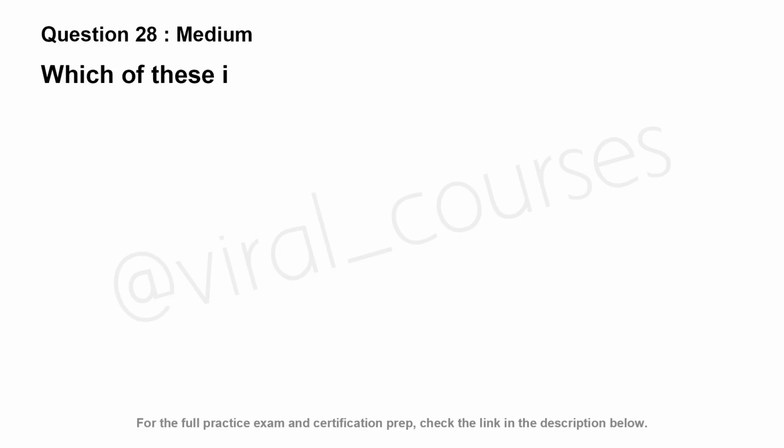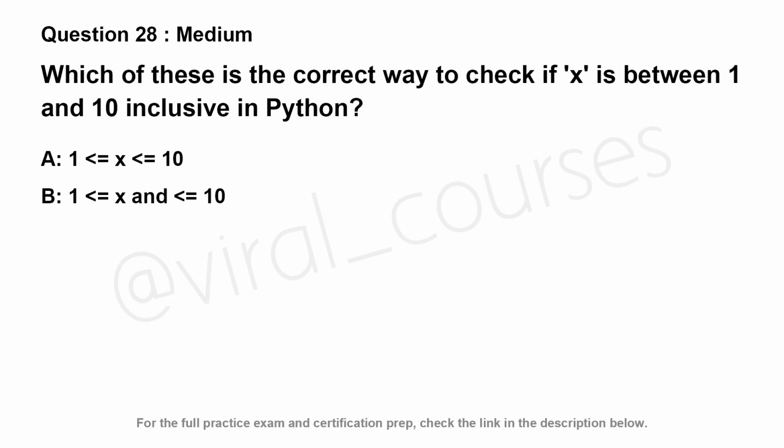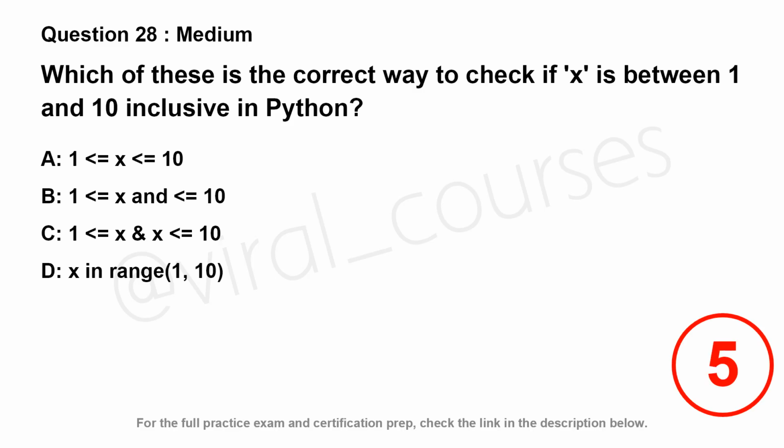Which of these is the correct way to check if x is between 1 and 10 inclusive in Python? Option A, 1 <= x <= 10. Option B, 1 <= x and <= 10. Option C, 1 <= x and x <= 10. Option D, x in range(1, 10).